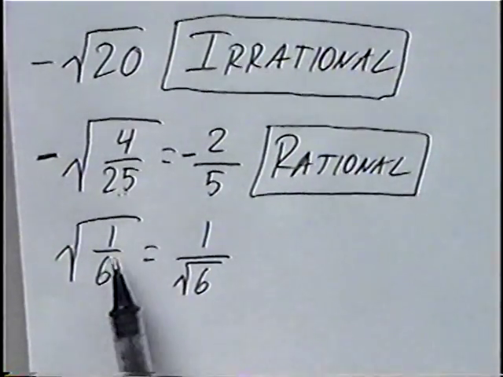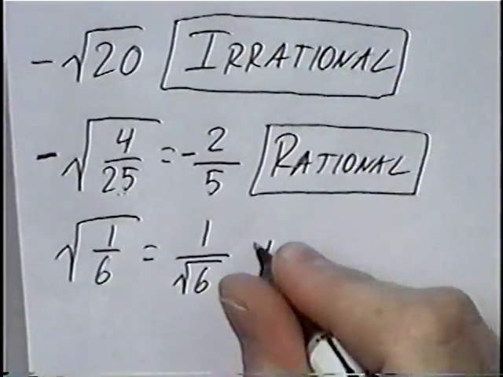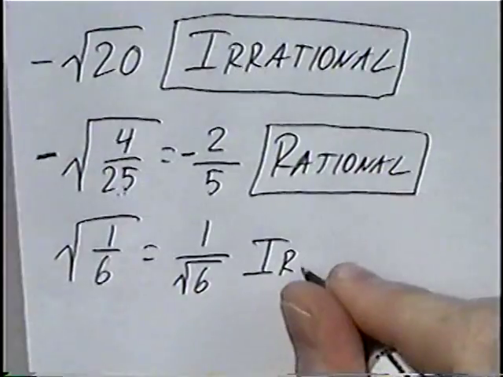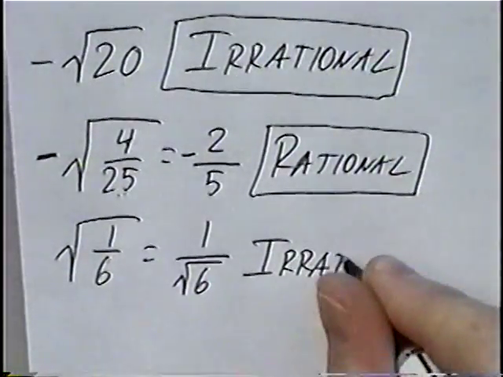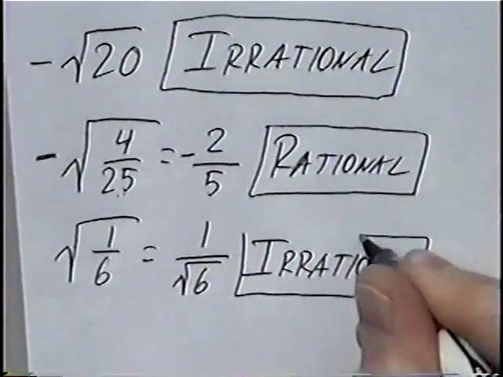When you have a fraction, if one or both of the numbers cannot be simplified or is not a perfect square, that means the original fraction or the original square root is irrational. Both numbers in a fraction have to be a perfect square for it to be rational.